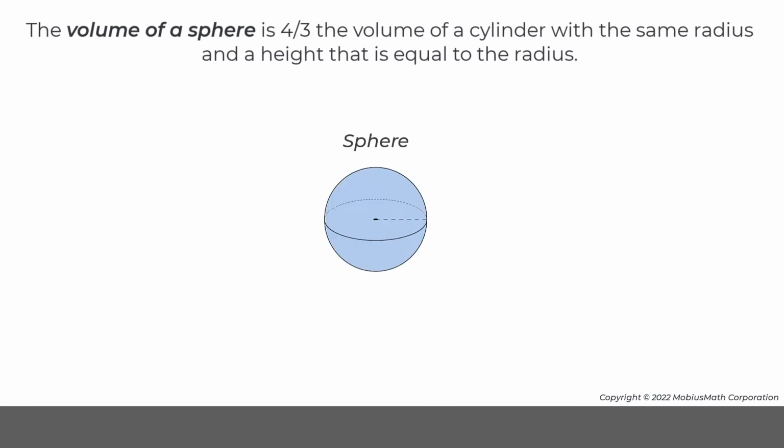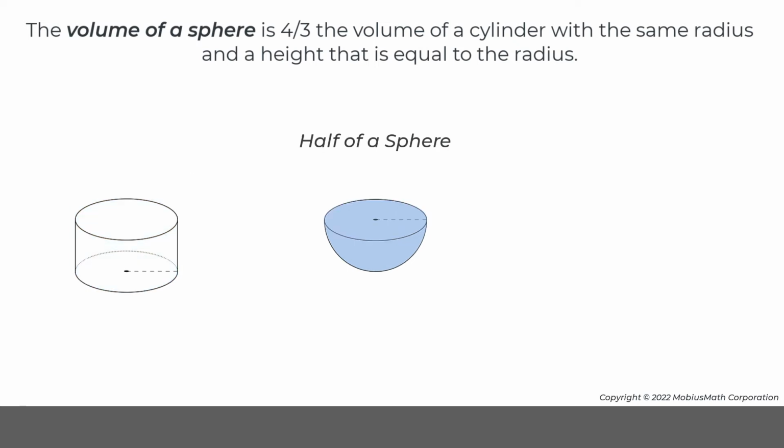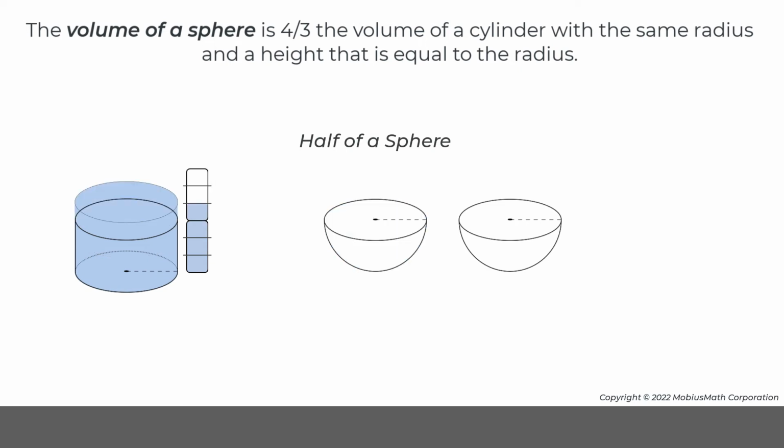The volume of a sphere is 4/3 the volume of a cylinder with the same radius and a height that is equal to the radius. Notice that half of the sphere fits perfectly inside of this cylinder. If half of the sphere is filled with water and is poured directly into the cylinder, the water fills 2/3 of the cylinder. If this process is repeated, the water would fill 4/3 of the cylinder.